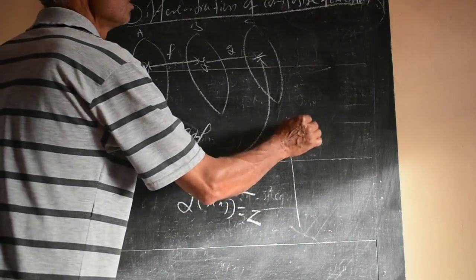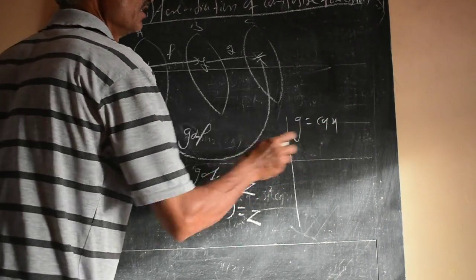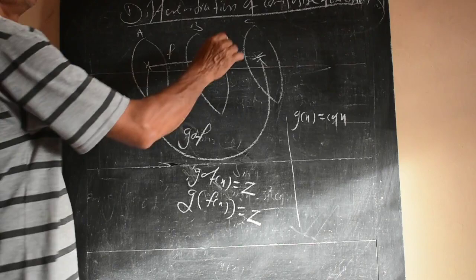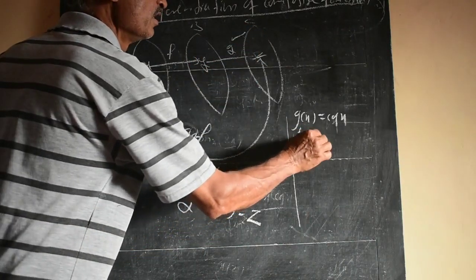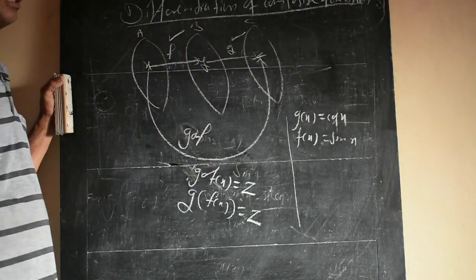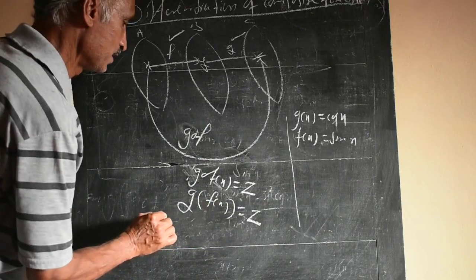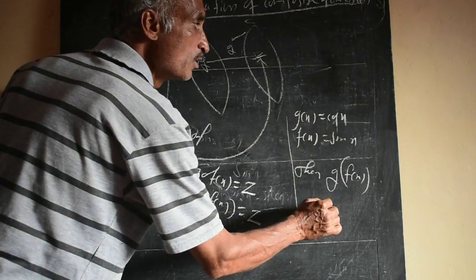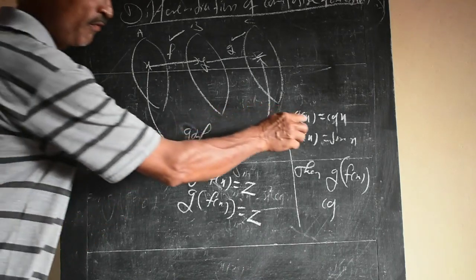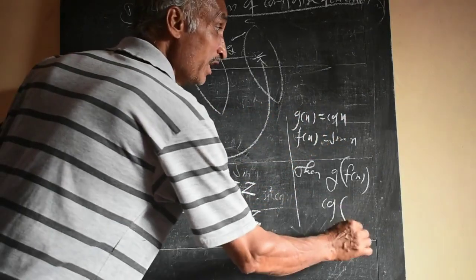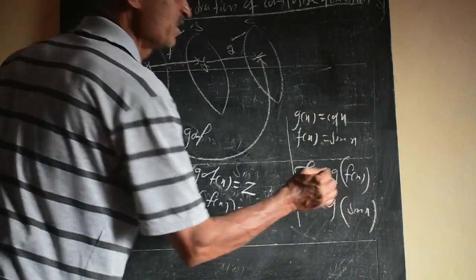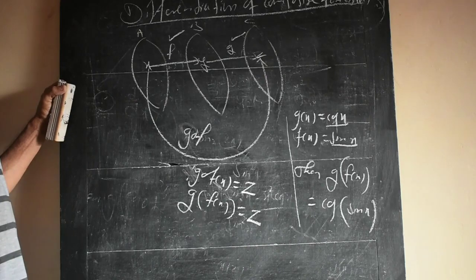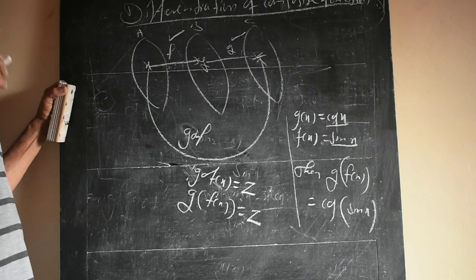For example, you can try to understand one simple example. Suppose g of x is cos x. This function is the cos function. And f of x is sin x. This function is the sine function. Then g of f of x can be written as: g means cos, and f of x is sin x. So g of f of x is equal to cos of sin x. It is a composite function. Here cos x and sin x, ending with the variable x, are simple functions or single functions.